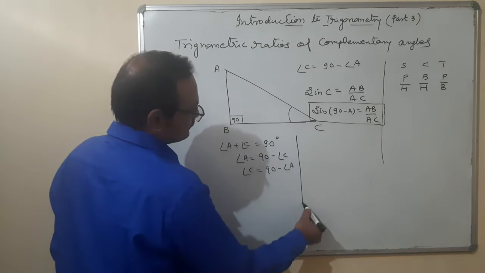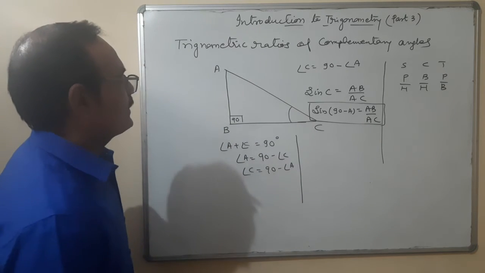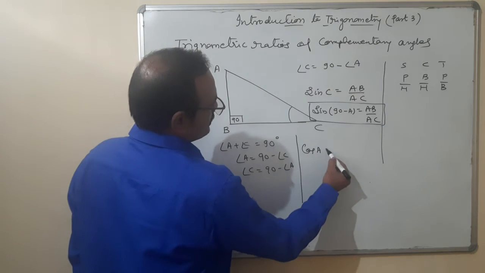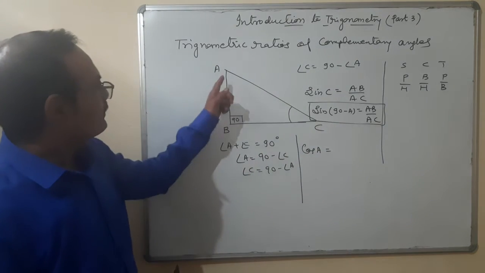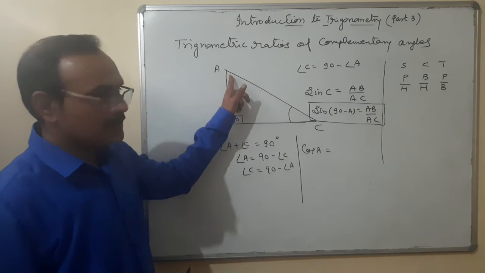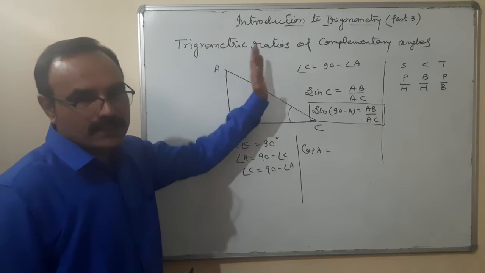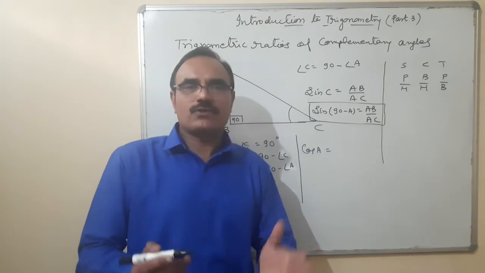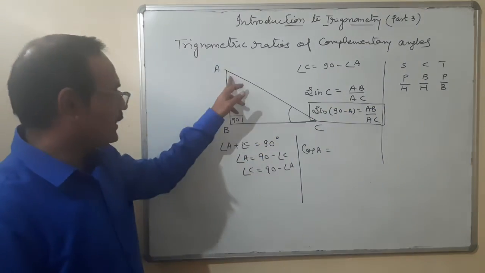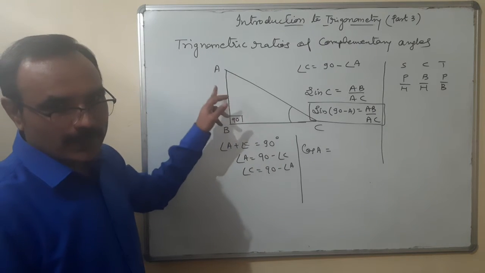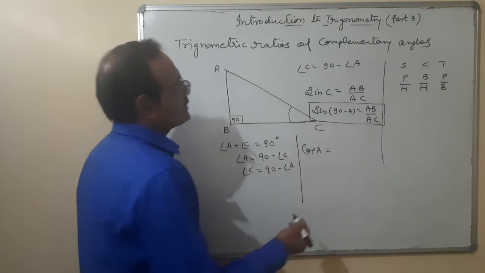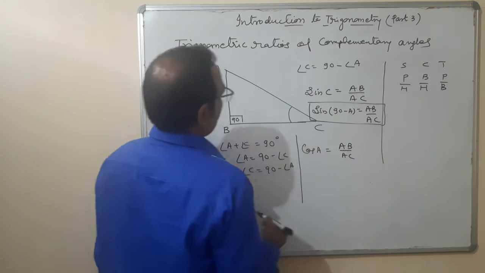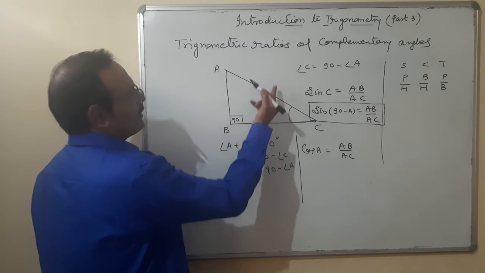Now, the second term I am taking is cos A. This is the angle A, its opposite is perpendicular, now this is the base and there is the hypotenuse. And what is cos? Base upon hypotenuse. So for angle A, I take the base as AB, so I write here AB upon AC. Cos A is equal to AB upon AC. Cos A is equal to base upon hypotenuse.